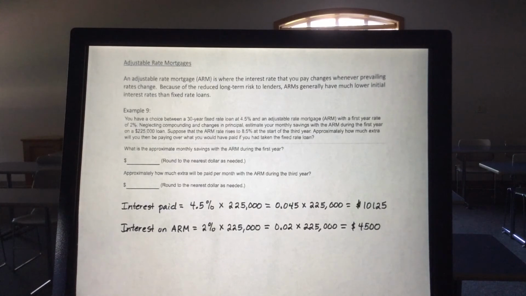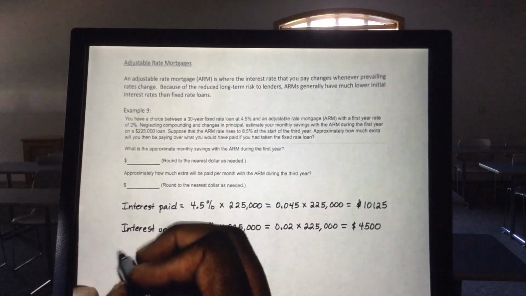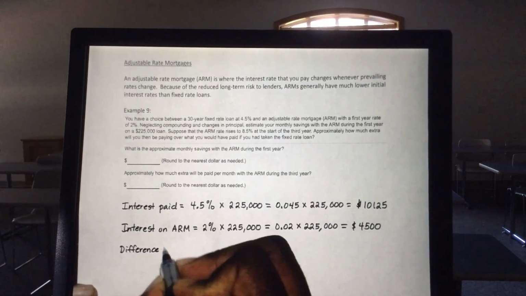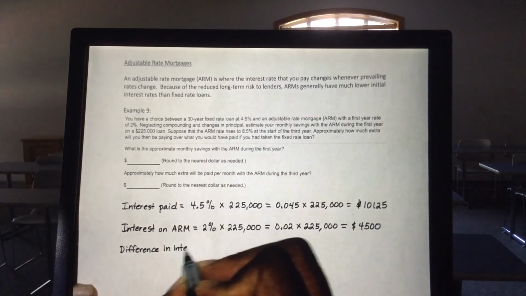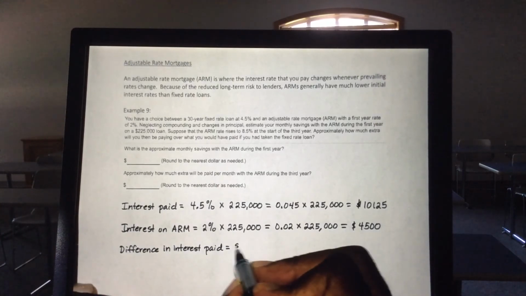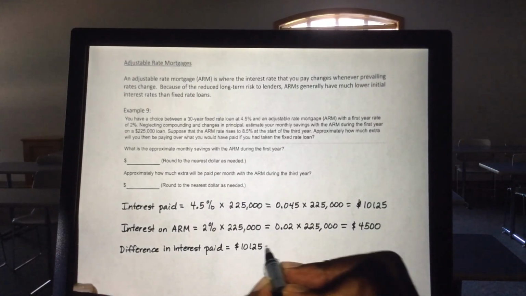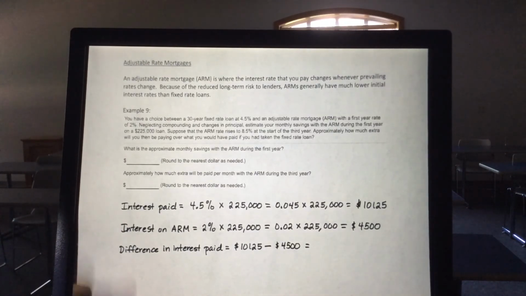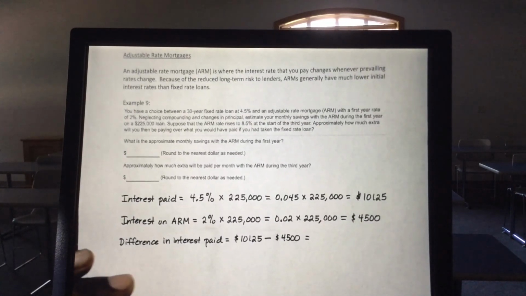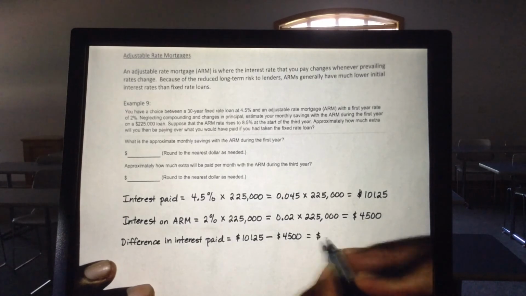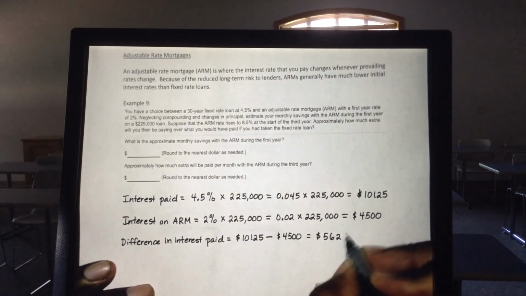Now let's find the difference in these two amounts. The difference in the interest paid is going to be $10,125 on the 4.5% minus the $4,500 on the interest on the adjustable rate mortgage. If we subtract $10,125 minus $4,500, we should get $5,625. That's the difference in the interest paid.